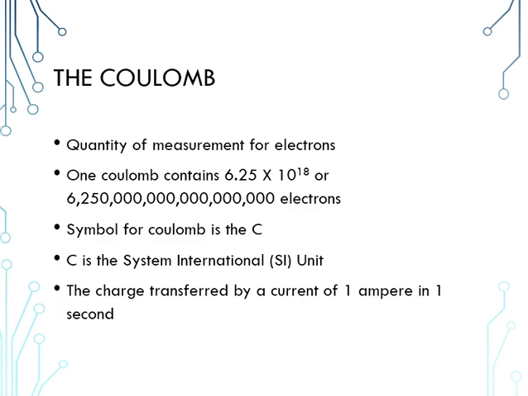So getting into some of the quantities, we'll talk about the Coulomb first, and it is the quantity of measurement for the electrons. 1 Coulomb is going to contain 6.25 times 10 to the 18th electrons. We use the SI unit of the uppercase C to designate the symbol for a Coulomb, and the charge transferred by a current of 1 amp in 1 second is equal to 1 Coulomb.